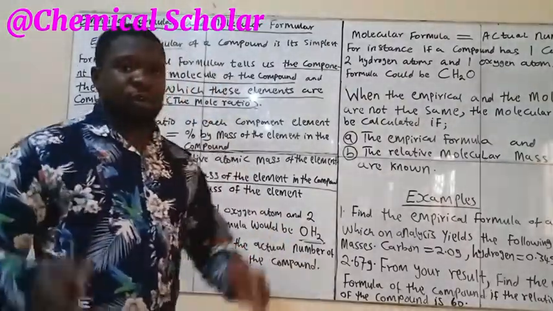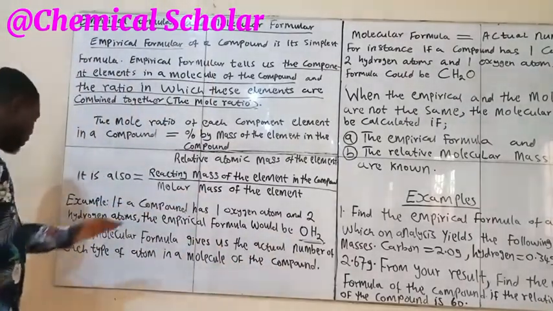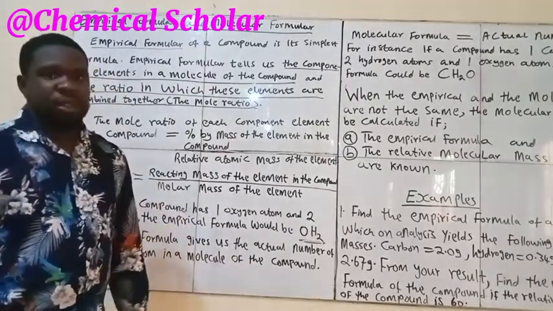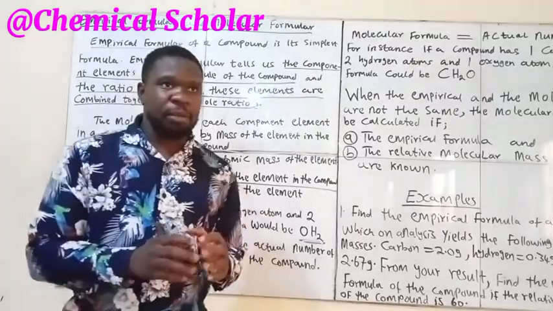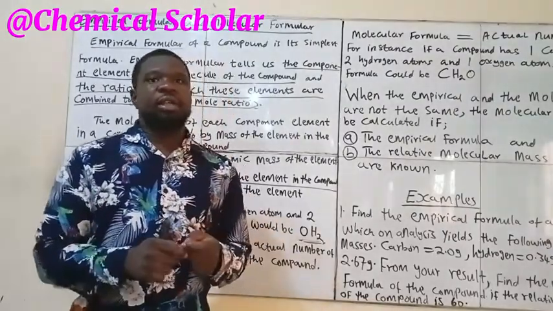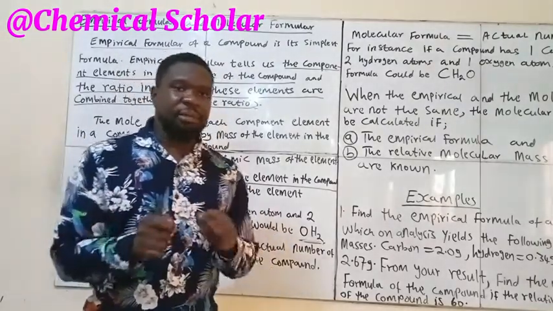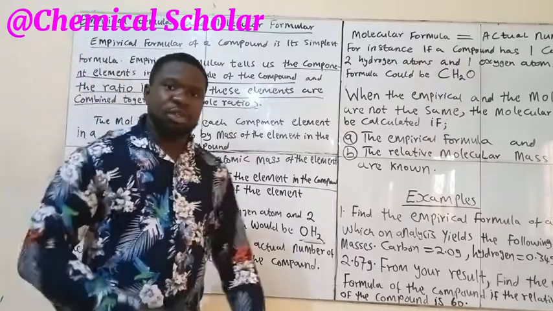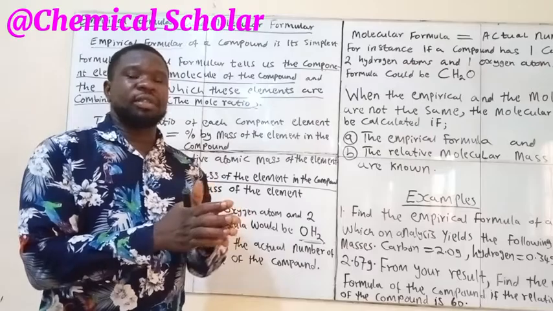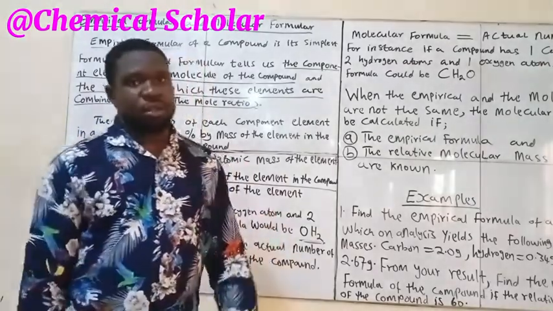So let's define the molecular formula. The molecular formula gives us the actual number of each type of atom in the molecule of the compound. When we say each type of atom, it means the atoms of the different elements that make up that particular compound. So the molecular formula gives us the actual number of the different types of atoms that are contained in a mole of a compound.